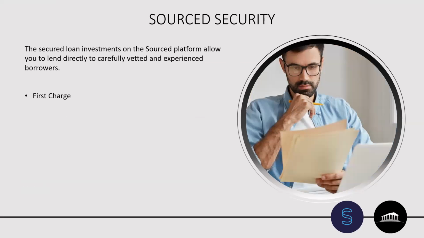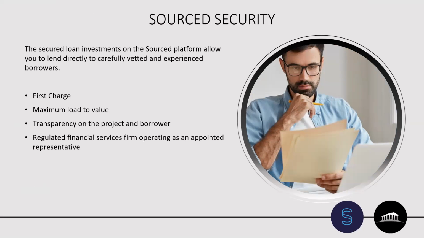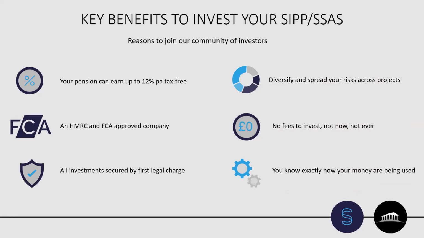In terms of security, we offer first charge security. We have a maximum loan to value of 70%. Very open and transparent on the platform, so you can see all the documentation there. We're a regulated financial services firm, an appointed representative. We only fund projects that have gone through a full appraisal, underwriting and credit risk approval process. So have a look to see the sort of projects we've got there. Again, a snapshot from an FCA point of view.